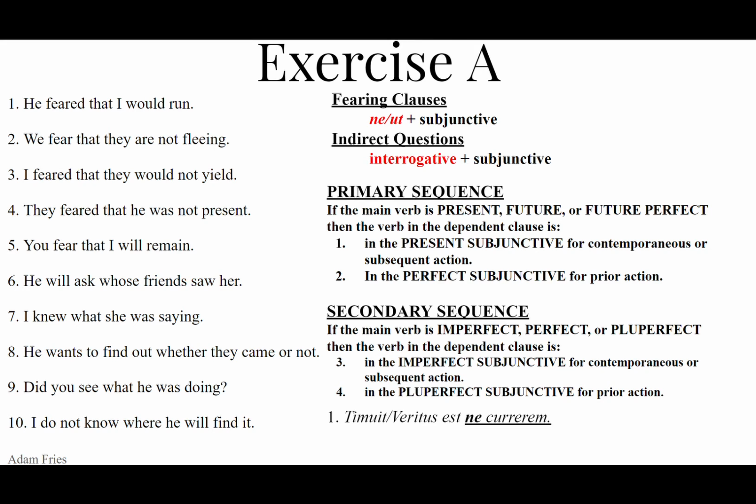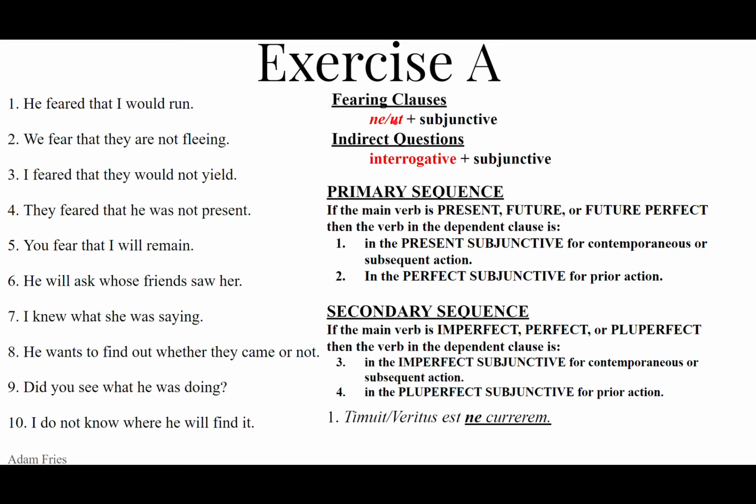You could also throw in the imperfect here if the action in the past they feared were a continuous action. They were fearing. They kept on fearing that he was not present. So timebant or verebantur. Stick with the perfect if you want to. Either way, we are in secondary sequence. So timuerunt, that he was not present.